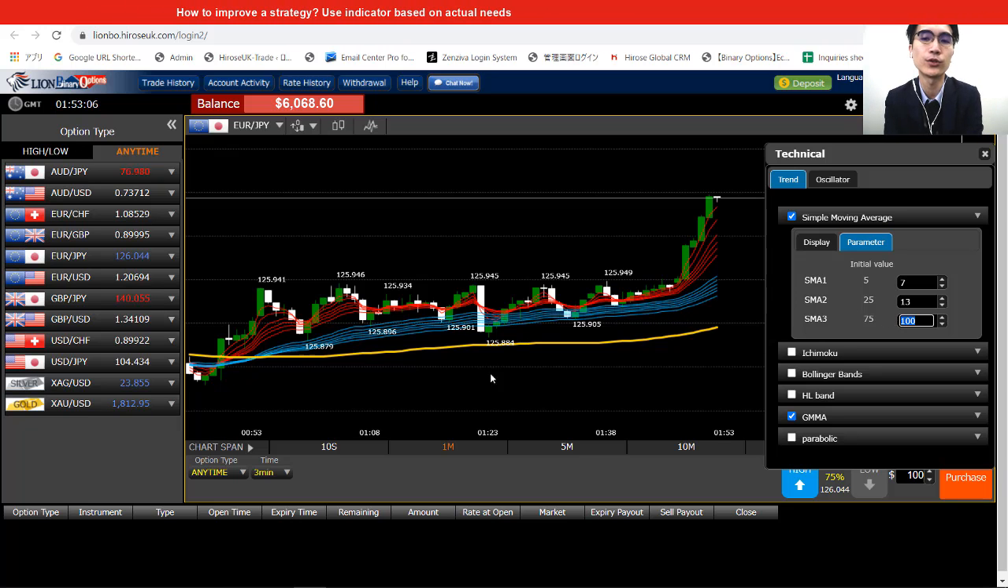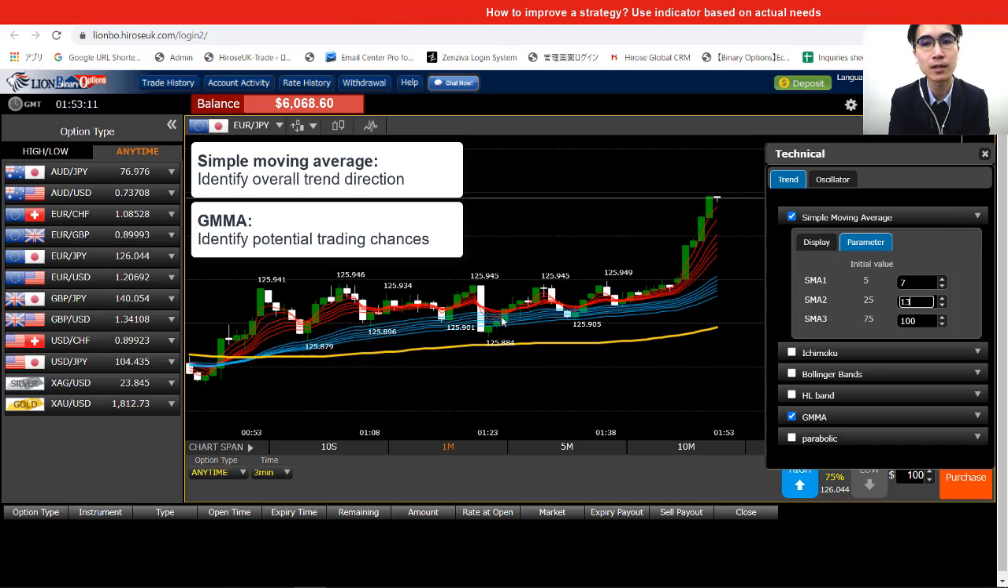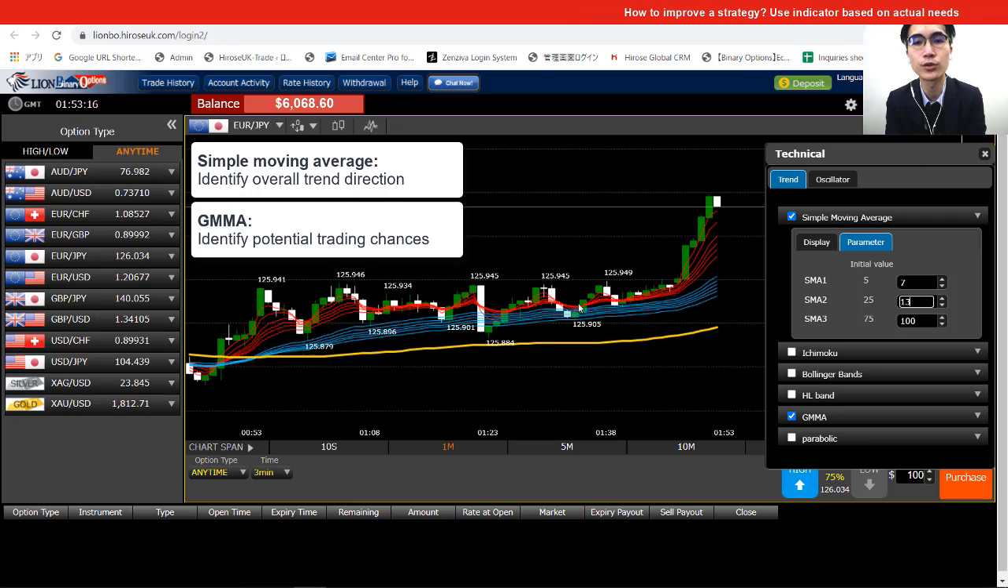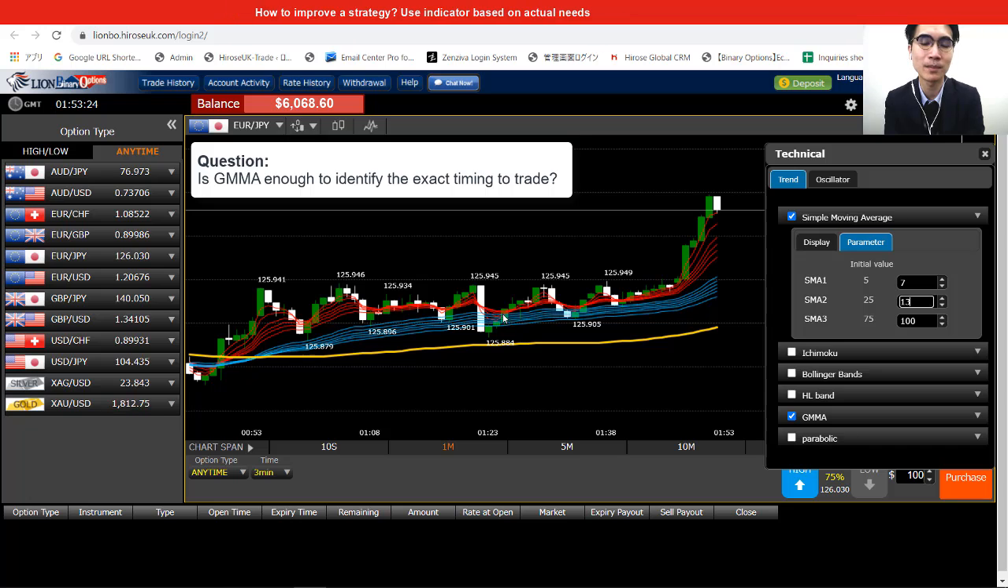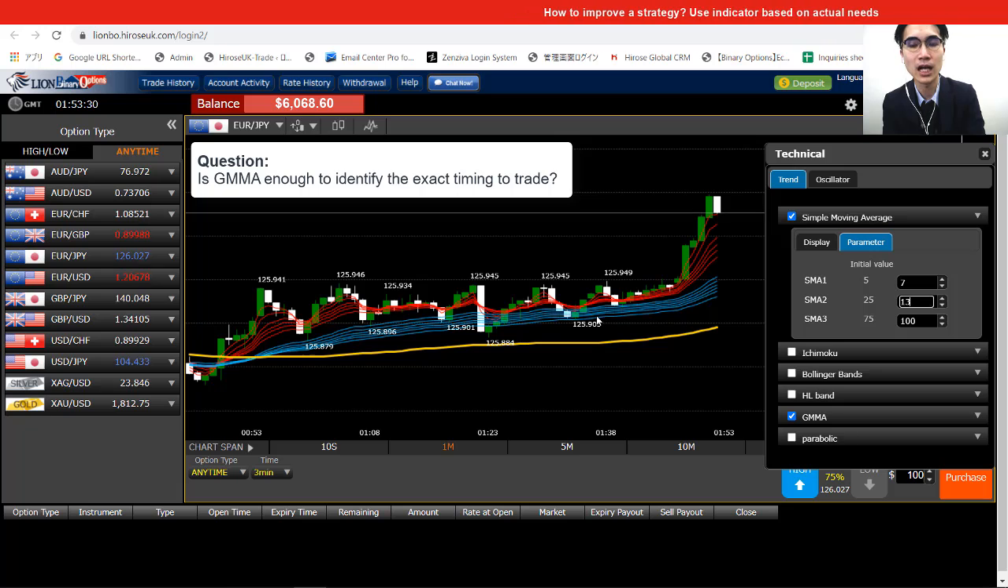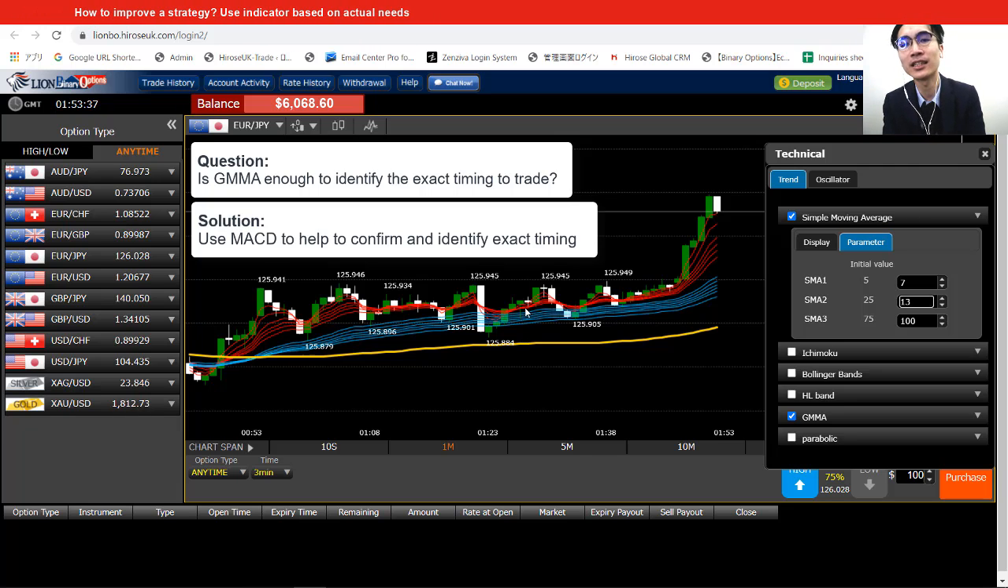Now I have two indicators on my chart. The GMMA is to identify the purchase timing, and the SMA is to identify the trend direction overall. The GMMA purchase timing is after the compression. So when exactly after the compression, now I'm thinking I need another indicator to identify the strength of the price movement, which is going to be the MACD.